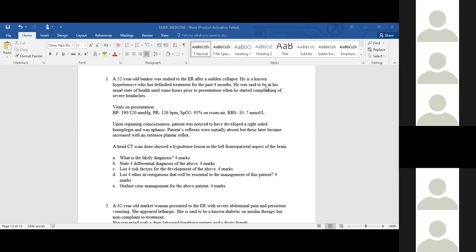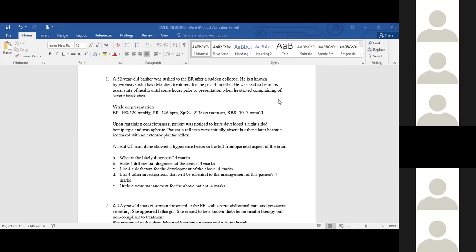So you have a 52-year-old banker who was rushed to the ER because of sudden collapse. He's a known hypertensive, and basically he had defaulted treatment for the past 4 months. The people who brought him said that he was in his usual state of health until some hours prior to presentation when he started complaining of severe headaches.